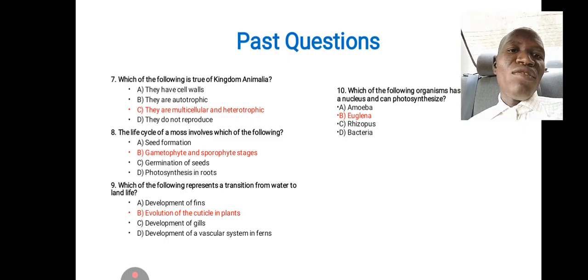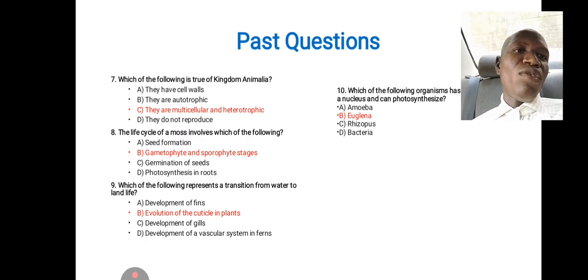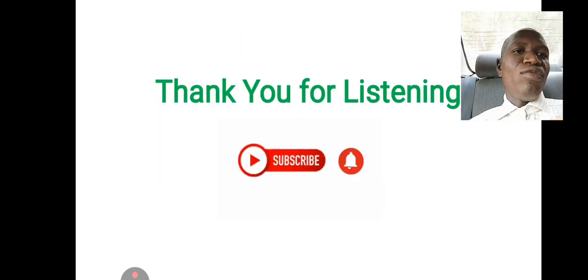Then the last question says, which of the following organisms has a nucleus and can photosynthesize? Hey, this is interesting. Nucleus and can photosynthesize. The correct answer is Euglena. Yeah. So I think this is the end for today's class.